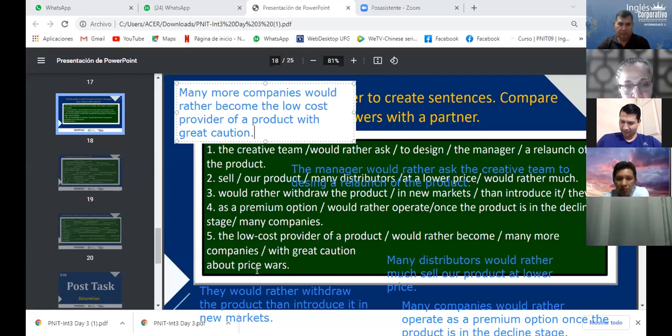Yeah. The other about price war. En lugar de. In the end. About. At the end. Sorry. In the end. About price war. Deja de precios. About price war. It's right, teacher. Would rather become the low cost provider of a product with great caution about price war. In our opinion, it's okay. It's okay, teacher.